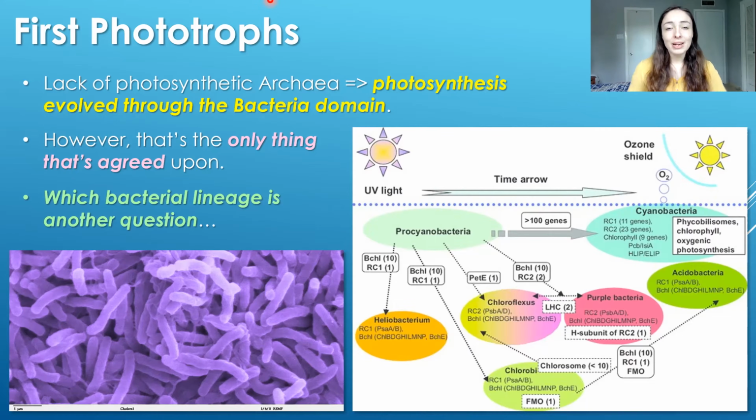But what type of organism was all of this occurring in? What was the first phototroph? We already said it wasn't a eukaryote, so we could cross that off the list, but was it part of bacteria or archaea? Well, the lack of photosynthetic archaea basically crosses archaea off that list, and we know that photosynthesis likely evolved from the bacterial domain. However, that's pretty much the only thing that's agreed upon when it comes to what the first phototrophs actually were.